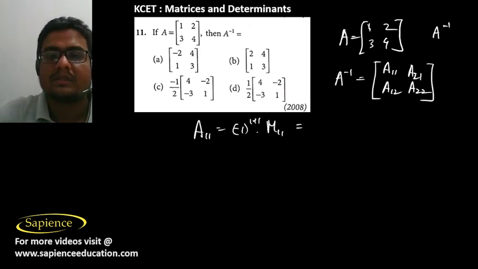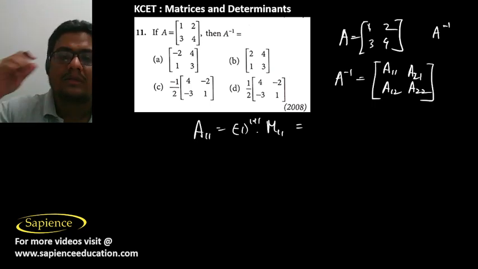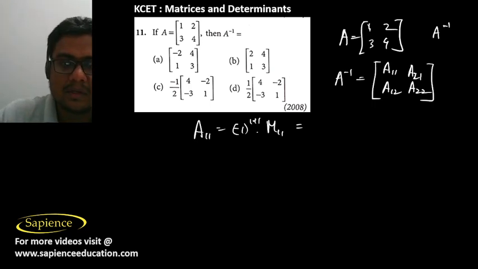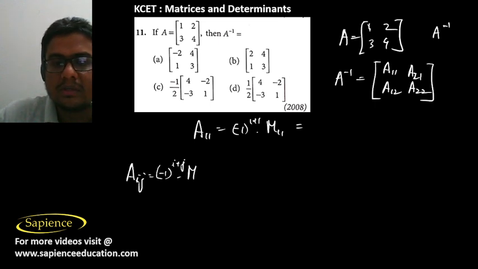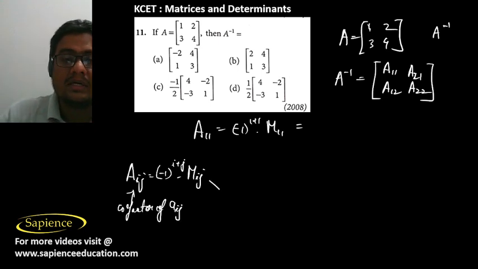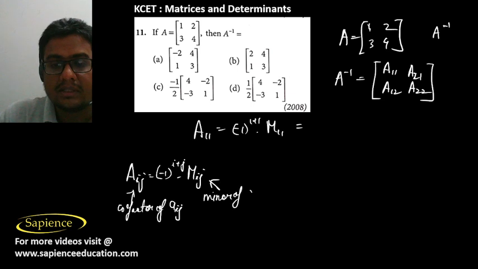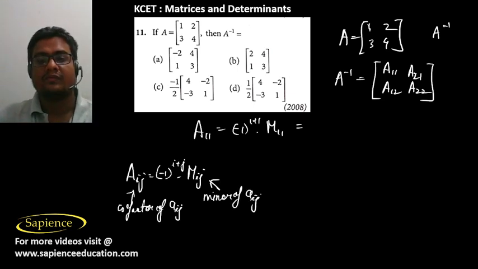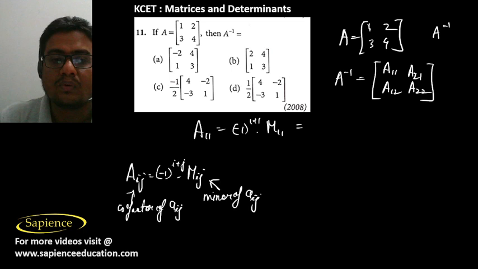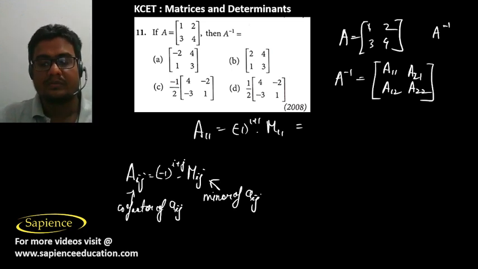M11 is the minor. So we know that Aij equals minus 1 whole power i plus j into Mij, where Aij is called the cofactor of the element aij, it means the element of the ith row and jth column, and Mij, similarly, is called the minor of the element aij, where i is the row number and j is the column number.